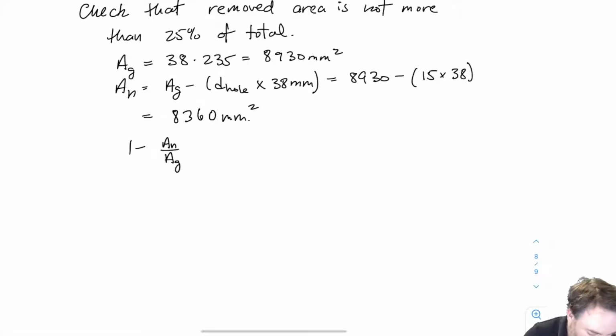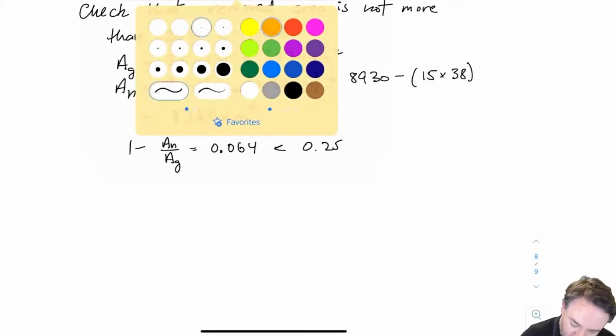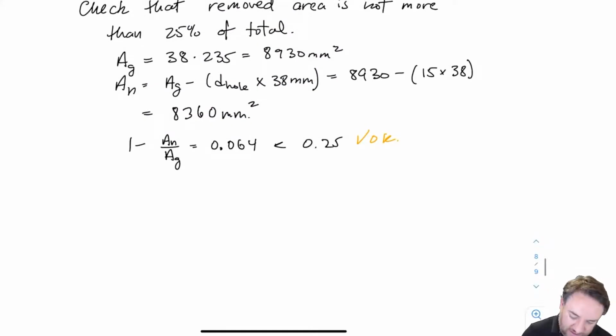If I find what percentage is removed, it's 6.4%, which is less than 25%. So therefore we're okay on that requirement. And now I have my net section area, which I'm going to need to calculate my strength. So remember that calculating the net area in tension is the same as what we covered in one of the first lectures.